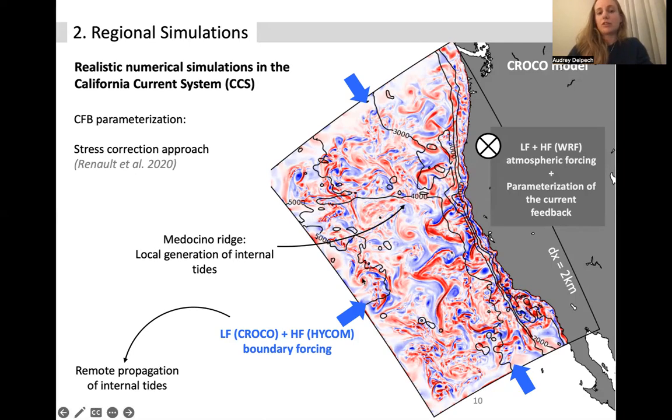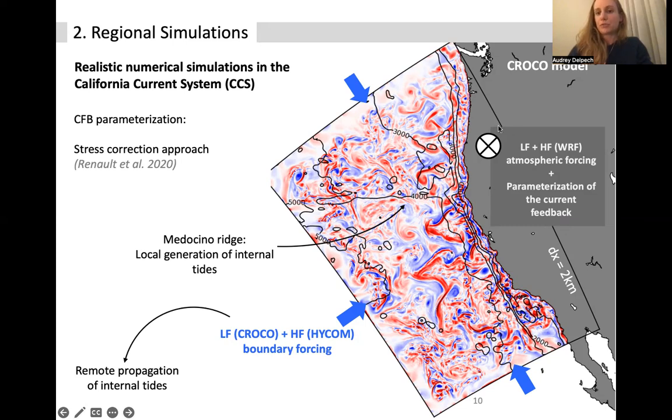The external boundaries are forced, for the low-frequency part, with a coarser simulation of the same CROCO model, and for the high-frequency part with a HYCOM model, which is well known to represent internal waves and internal tides accurately in the ocean. So we not only have the internal tides locally generated at the Mendocino Ridge, but also the ones coming remotely from, for example, the Hawaiian Ridge and propagating into the domain.